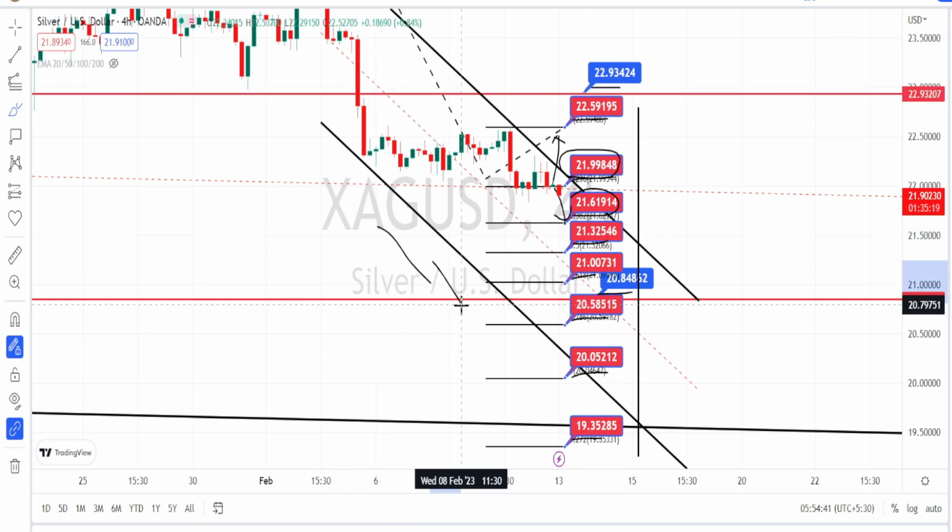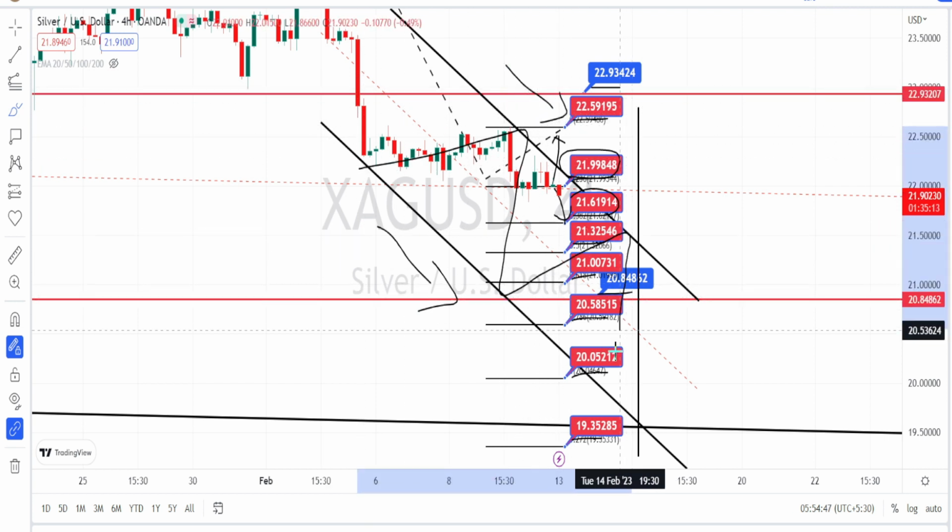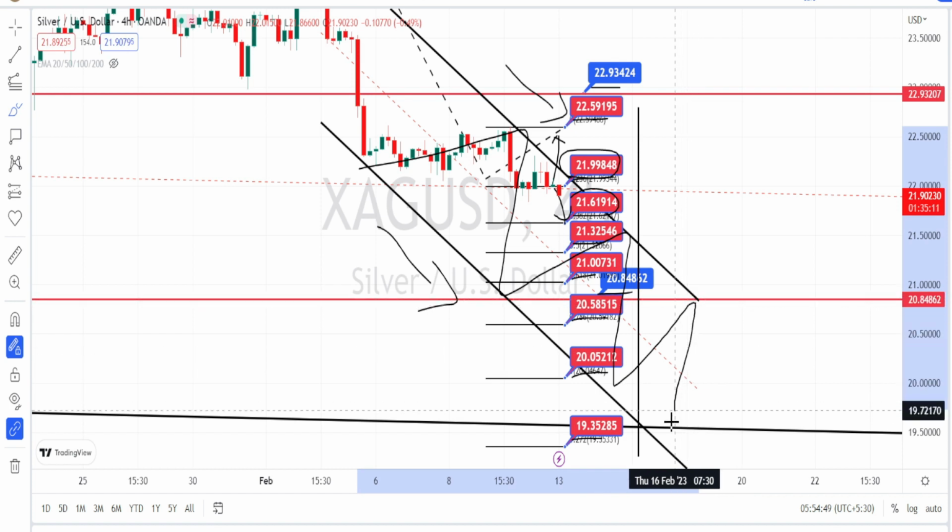Please note that the current trend of the price action is in a bearish trend as long as it is trading within this bearish channel pattern from the 4 hours time frame. Let us look at the price action in hourly time frame.